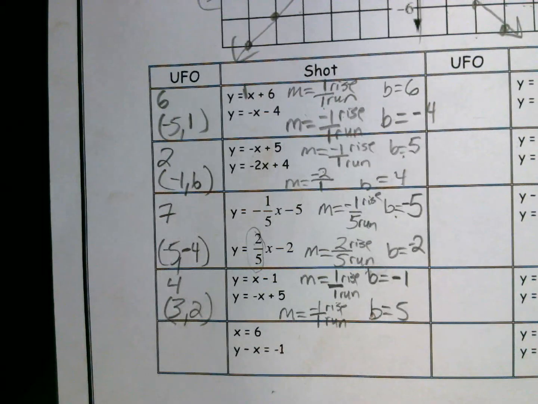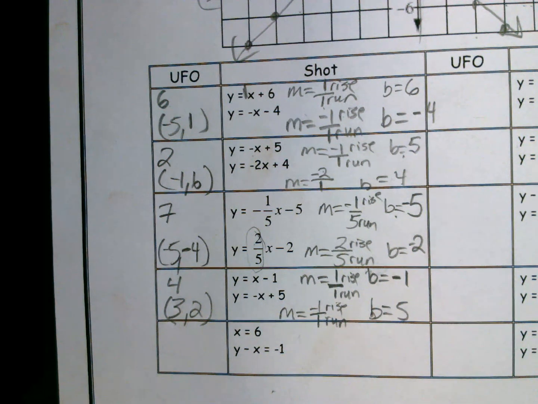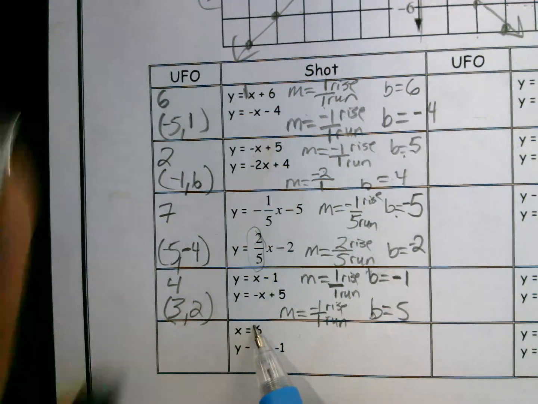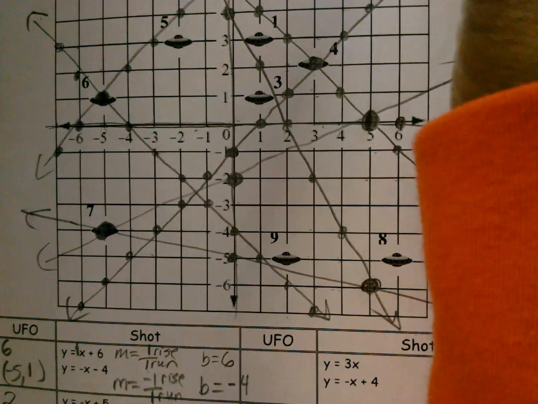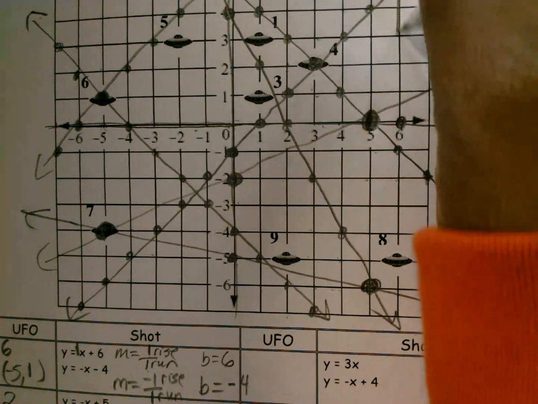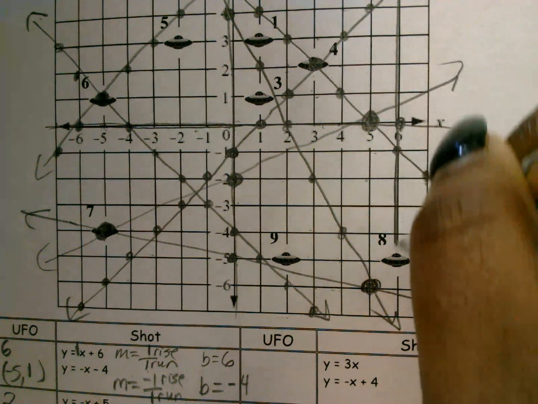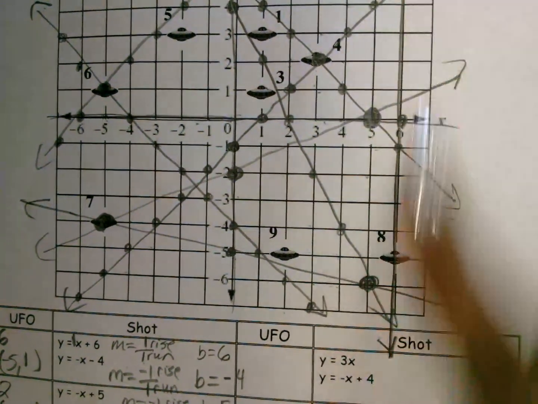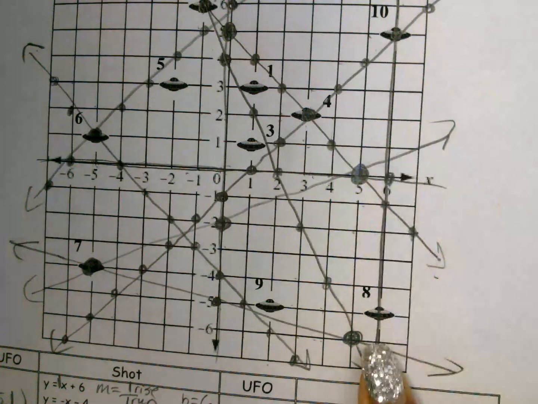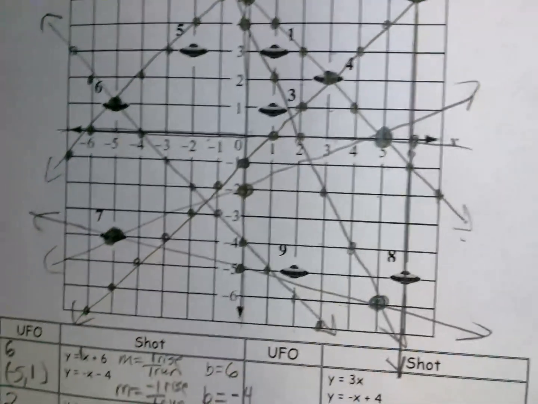All right. Riley, are you okay? Please raise your hand if you need me to come by and help you. So x is equal to 6. You find 6 on the x-axis. This is where you find 6. And you draw a line through 6 on the x-axis. This is the equation for x is equal to 6. Okay?